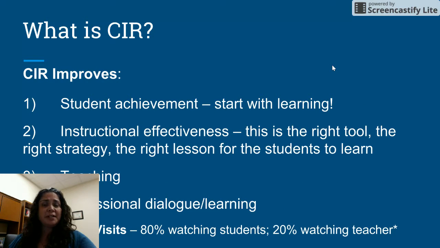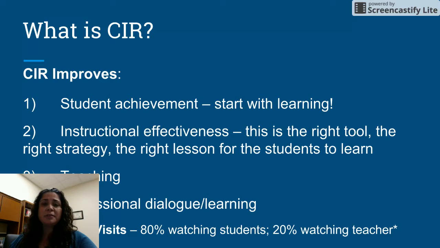So CIR, what does it improve? Well, it's going to improve your student achievement because the focus is always starting with the learning and looking at the students. What are they getting out of your instruction? It's going to improve instructional effectiveness. Are we using the right tool at the right time for the level of learning that students need to achieve?